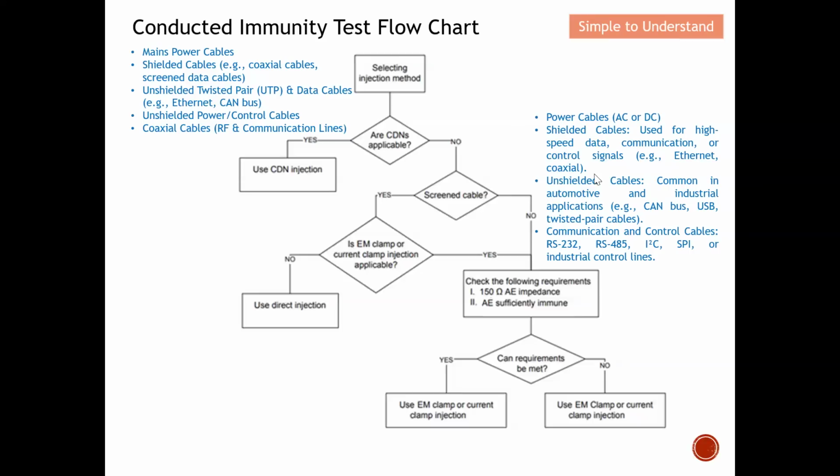Next, we have the unshielded cable. Commonly we use this in automotive and industry applications. All of this can also be tested using the EM clamp. For example, you have some proprietary cable, then you can also use this EM clamp to test. Over here, the last one will be communication and control cables, for example RS232, RS485, I2C, SPI, etc. So these are all the industrial control lines that you can test using this EM clamp. Okay, so let's move on.